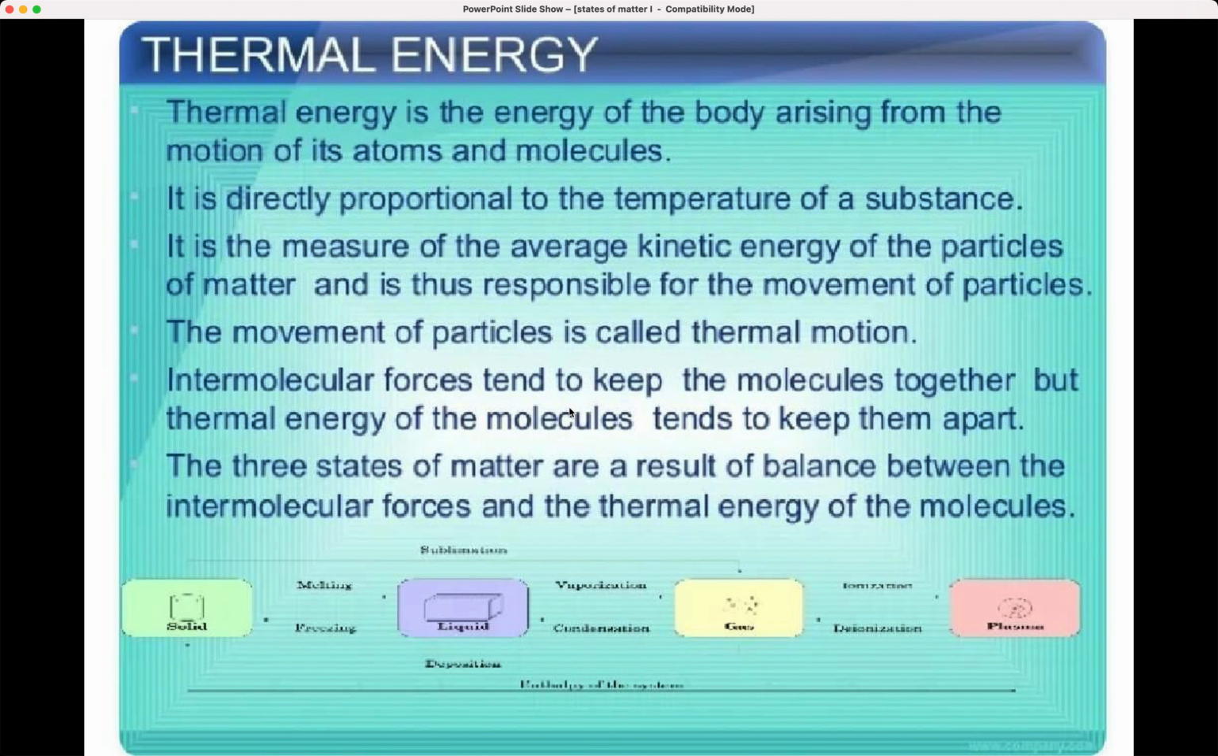Intermolecular forces keep the molecules together, but thermal energy will try to keep them apart. See the difference. Intermolecular forces will attract the molecules together, but thermal energy will keep them apart. The three states of matter are the result of a balance between the intermolecular forces and thermal energy of the molecules. Okay, so here we saw thermal energy.